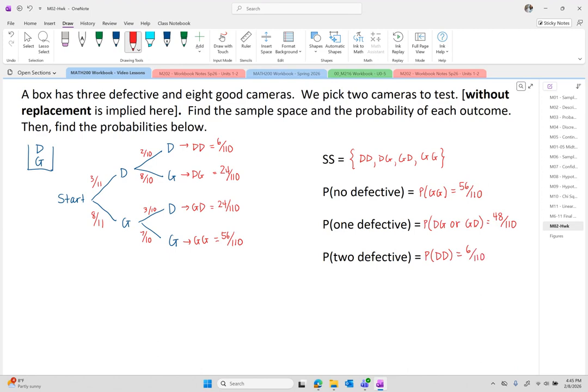And again, you want to double check that 56 plus 48 plus 6 do indeed add to 110 out of 110, so that you have all the possible scenarios for the outcome of what happens when you pick 2 cameras out of the box.